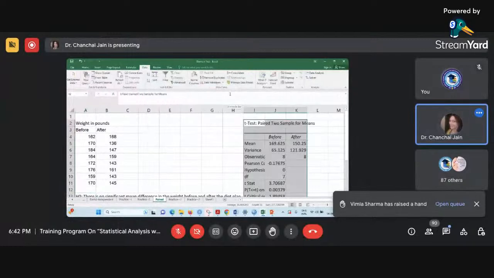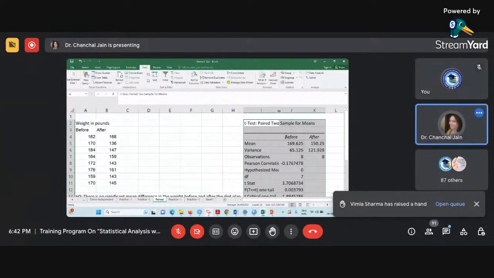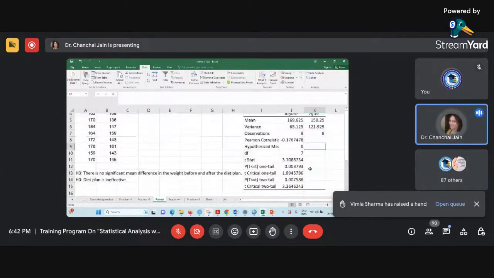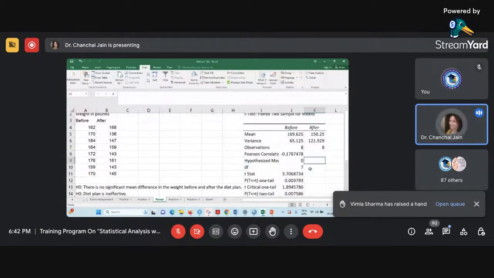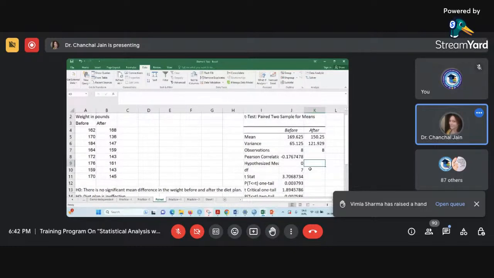Once I press OK, you can see here we are having the output for the paired samples t-test. You can find here that the mean weight before taking the diet plan was this, after taking the diet plan was this. This is the variance in the weight before taking diet plan, after taking diet plan. Number of observations are 8 and 8.